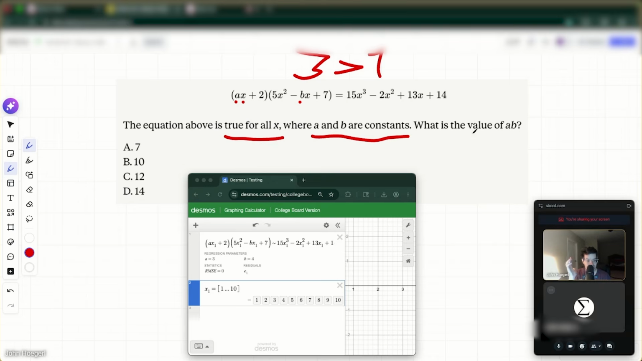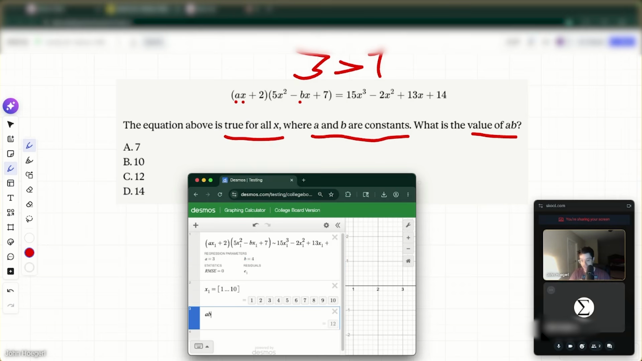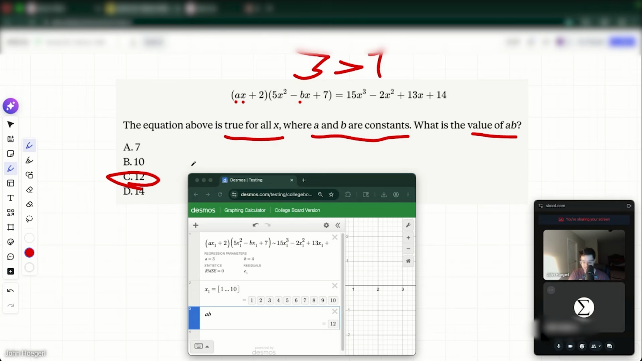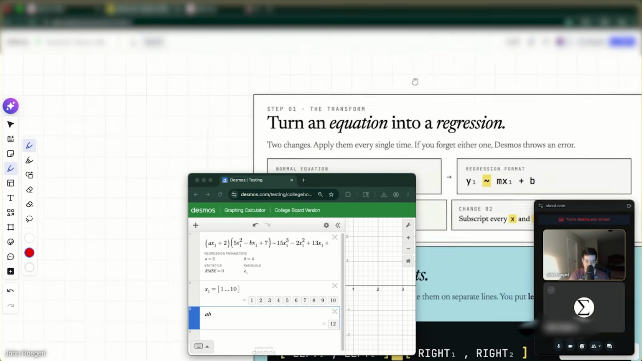Regardless, it says, what is the value of ab? And so to find this at this point, we have a equal to 3 and b equal to 4 there. So I can just put here ab, and that would give me 12 for the answer, which is the right one here. So that's basically all you need to do. And I think I actually have an explanation down here.